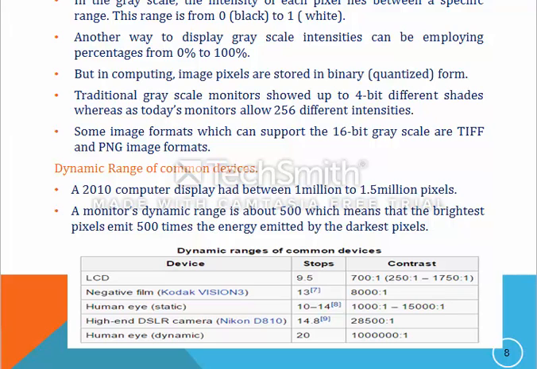Dynamic range of common devices. A 2010 computer display had between 1 million to 1.5 million pixels. A monitor's dynamic range is about 500, which means that the brightest pixel emits 500 times the energy emitted by the darkest pixel. And some of the devices listed below are the following: the LCD, negative film, and human eye, which have the contrast and stops correspondingly.